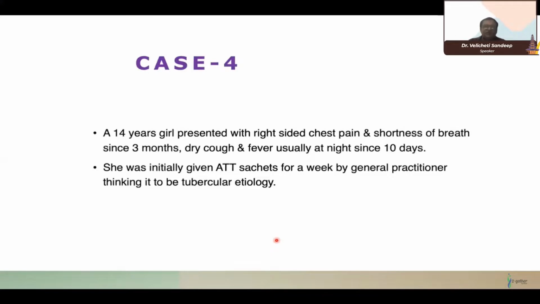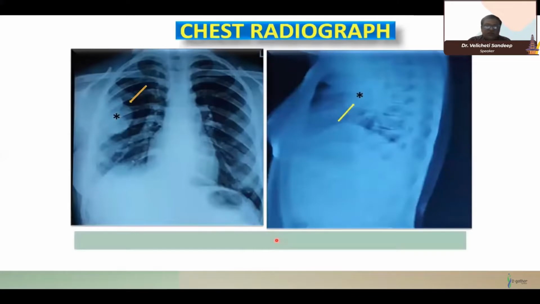Case number 4. This is a relatively straightforward case. To a certain extent we anticipated the diagnosis before, but it is interesting to show. A 14 year old girl presented with right side chest pain, shortness of breath since 3 months, dry cough, and occasional fever. They took a chest X-ray at the peripheral center and started ATT, but they referred her to us later. What we found is an extraparenchymal, pleural based or chest wall based lobulated mass lesion, where the asterisk and arrow are showing, with pleural effusion creeping along the lateral chest wall and blunting of the right CP angle.